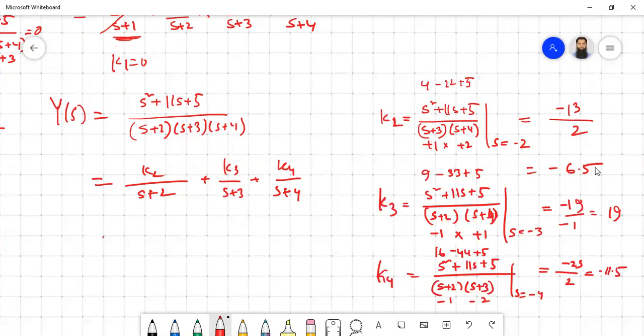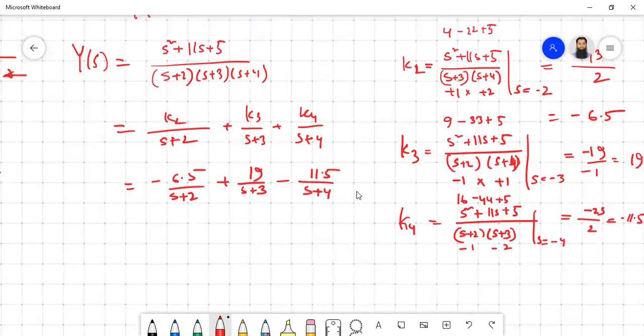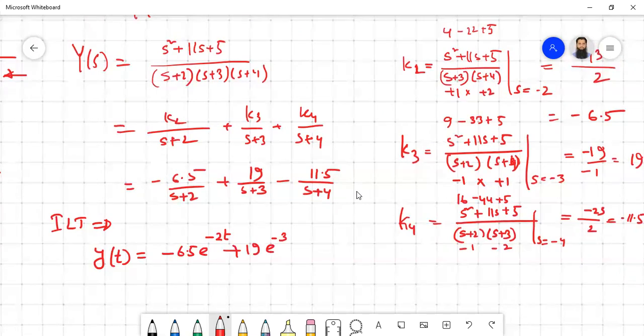So what you see here is basically minus 6.5 divided by S plus 2, plus 19 by S plus 3, plus minus 11.5 by S plus 4. If we want to see the time response of this one, take the inverse Laplace transformation. Eventually it will give you y(t) equal to minus 6.5 e to the power minus 2t, plus 19 e to the power minus 3t, and minus 11.5 e to the power minus 4t. So this is your required solution of your output equation in the time domain.